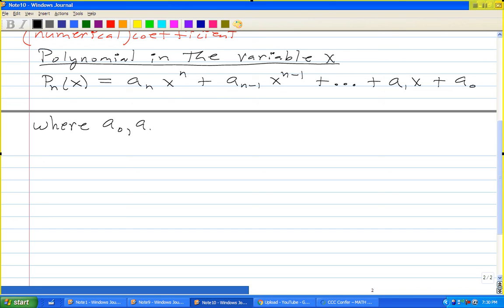each of these coefficients are constants, real numbers. This will be a real number polynomial, and n is a whole number.